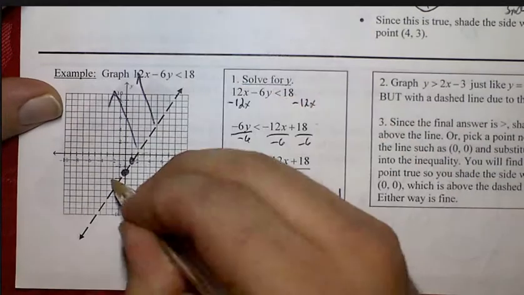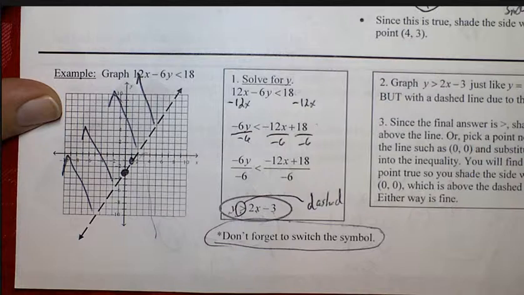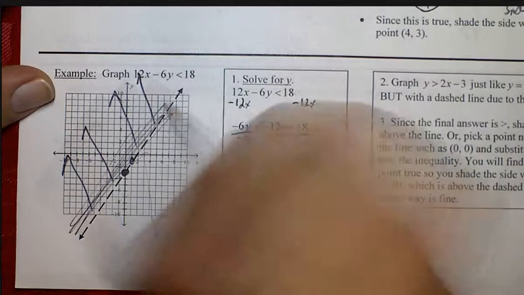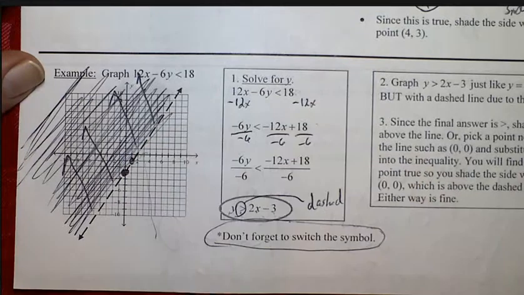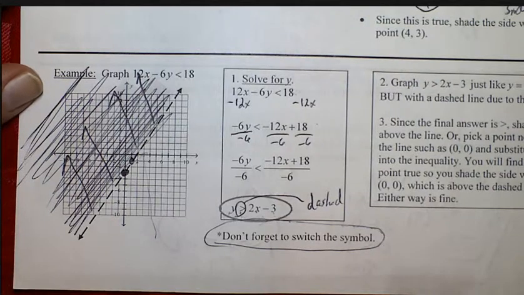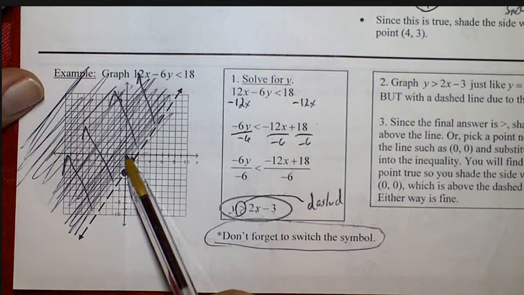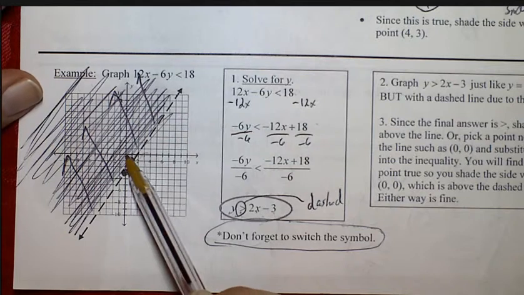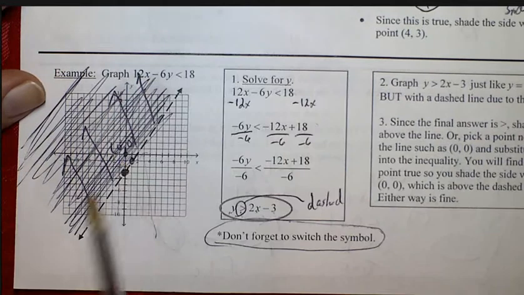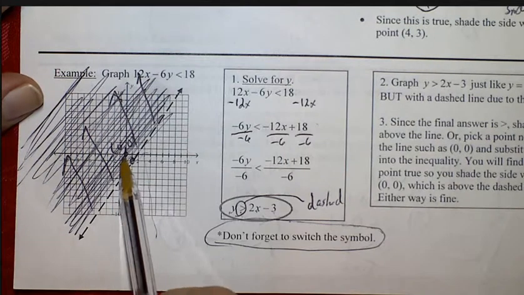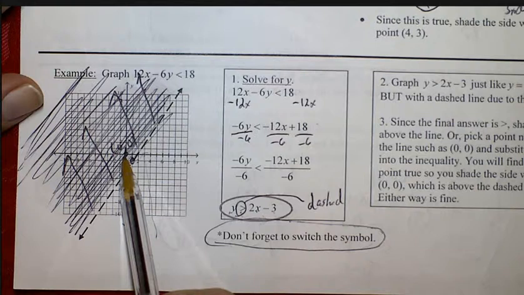Now, if you want to pick a point to see if it works or not, an easy one to always pick is the origin, 0, 0, if you can. So say I choose 0, 0. Looking at this, it's already in a shaded region, so I should get a true statement, because it's already on the right side. When I substitute 0 for x and 0 for y, I get 0 is bigger than negative 3, which is true. So we did shade the correct side.